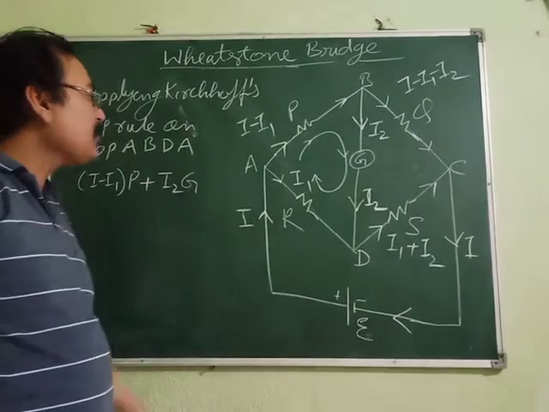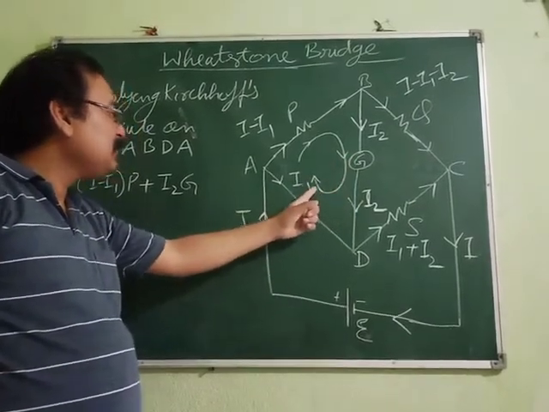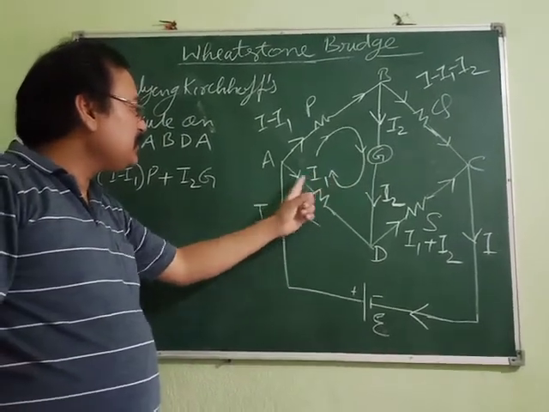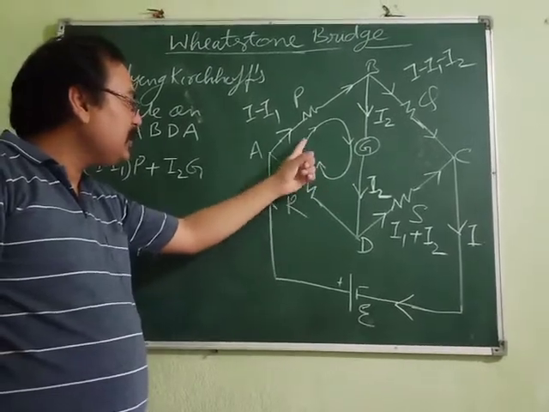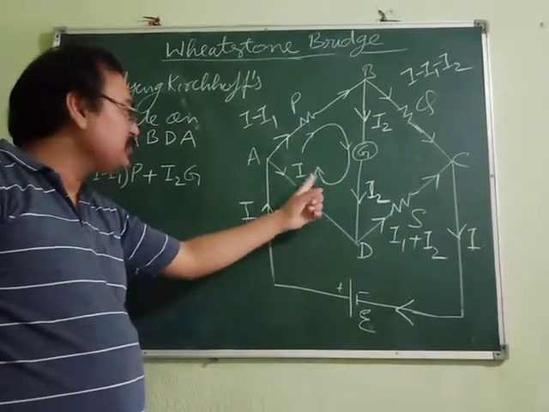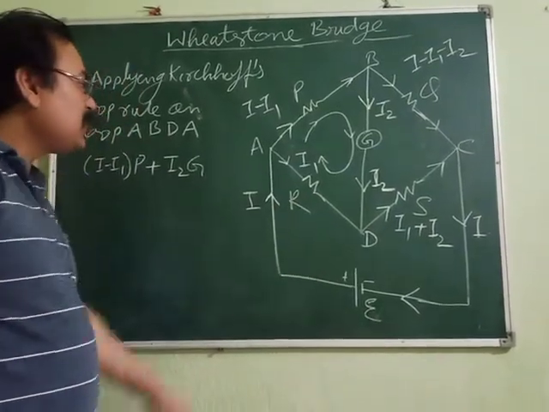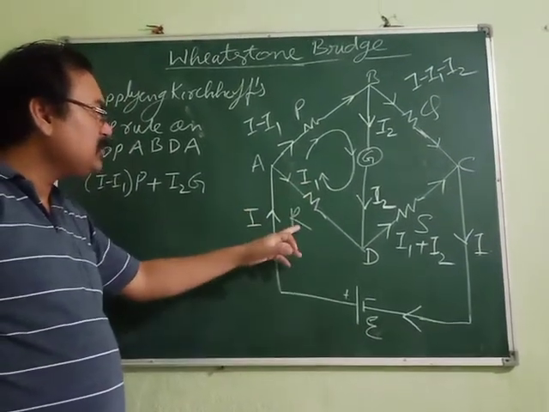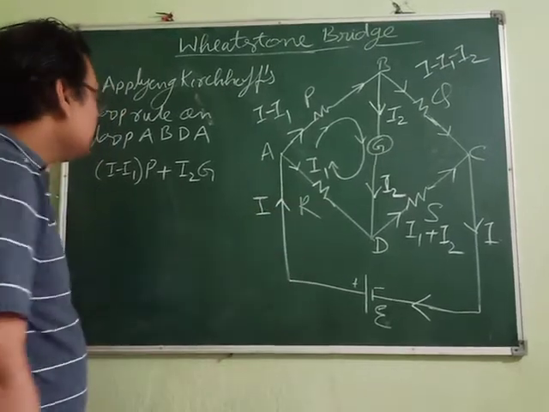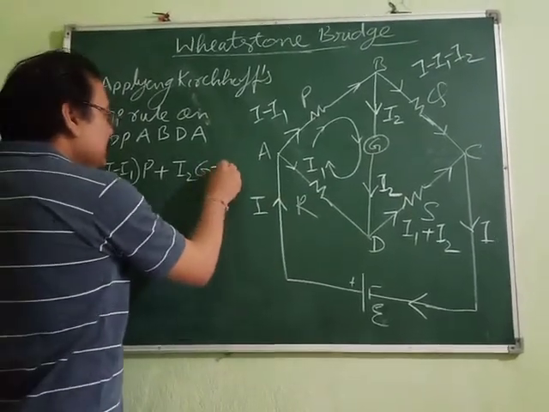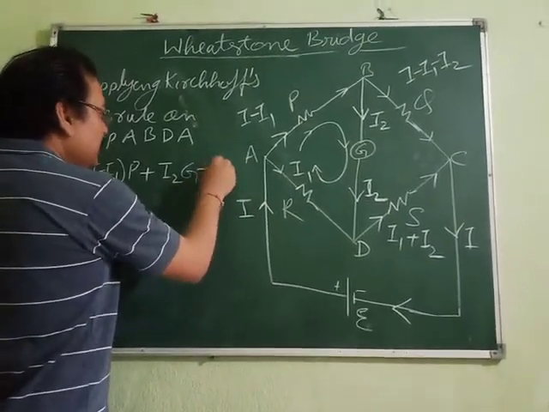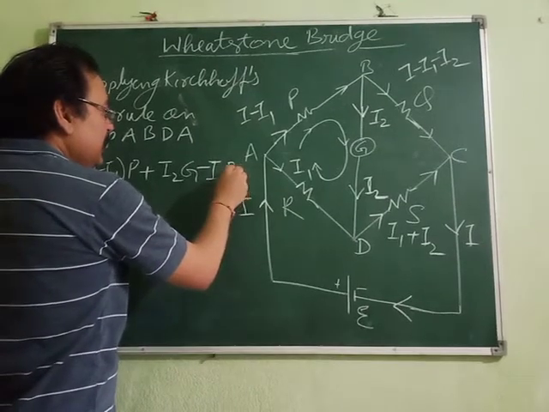When we are moving like this, we are heading towards this, but the current is in the opposite direction. See, we are in this direction, it is in this direction, opposite. So the potential drop in this resistance will be negative. What is the current here? It is I1. And what is the resistance of this? It is R. So we get minus I1 into R, that is equal to 0.